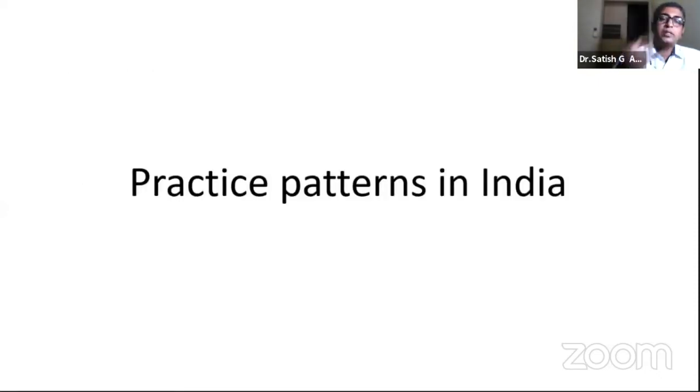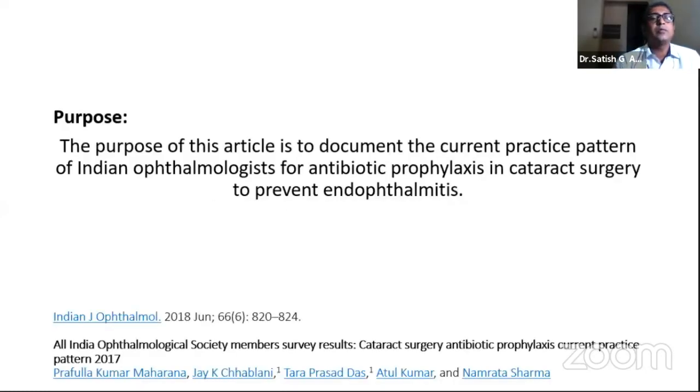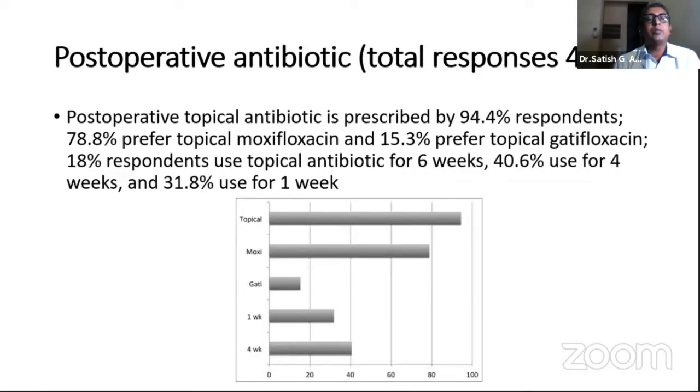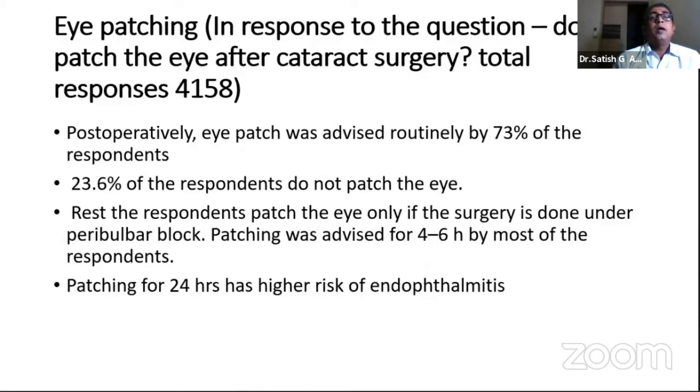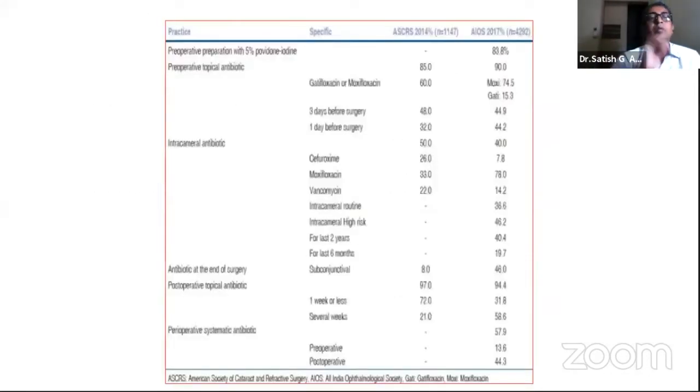Now, that was as far as the literature is concerned. Let's see what the practice patterns are in our country right now. This was the AIOC survey on antibiotic prophylaxis in cataract surgery to prevent endophthalmitis. More than 95% of them responded saying that they use post-operative antibiotics, and nearly 50% are using them for a period of at least 4 weeks. Patching is done only if the patient is having a peripheral block, and only for a few hours, since with prolonged patching there is a high risk of endophthalmitis.